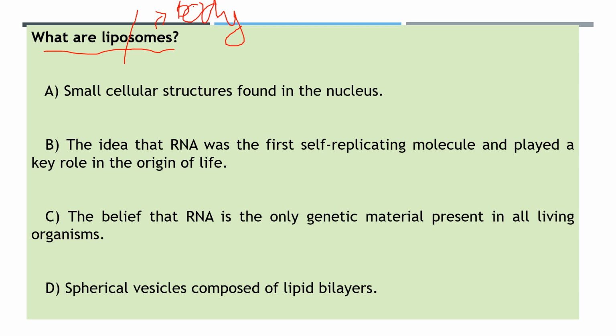Good, so A is incorrect. Small cellular structure found in the nucleus? Not only in the nucleus, and it is more commonly found in the cytoplasm, so this is wrong. The idea that RNA was first? No. They believe that RNA... no. And spherical vesicles composed of lipid bilayers.